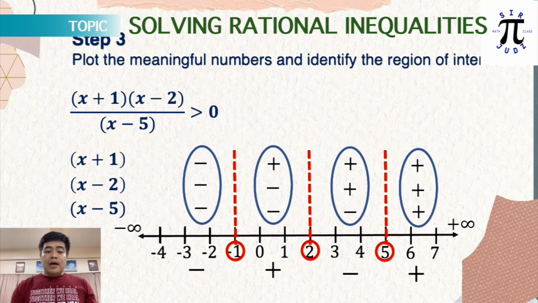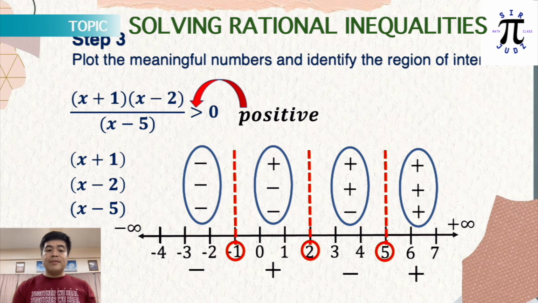Now, how are we going to identify which interval we are going to choose as our solution of the inequality? So, going back to our original inequality, x plus 1 times x minus 2 over x minus 5 is greater than 0. If we're going to look at this symbol, this is greater than 0. So that means our inequality or our rational expression on the left should be greater than 0. No? So ano ibig sabihin ng greater than 0? Greater than 0 means positive. So, ibig sabihin, hahanapin natin ang region na nagbibigay sa atin na positive answer or positive number.